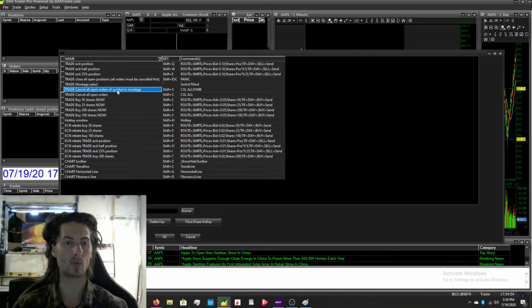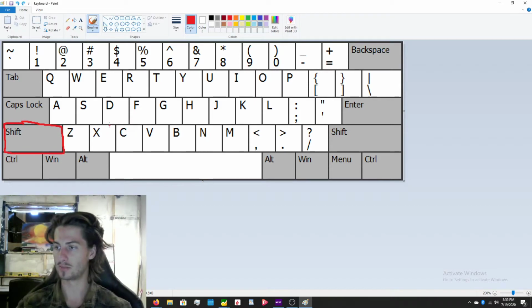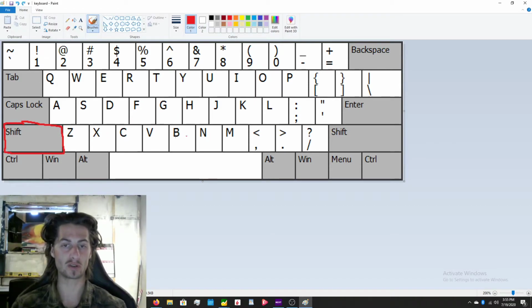Trade cancel all open orders of symbol and montage. So Shift X, this is one I use a lot. So I have two cancel order hotkeys, Shift X and Shift C. Obviously the reason those are there is because X is, you exit something, you close it, and then C is cancel. So I just kind of remember those two are for canceling stuff, that's just me. Once again, whatever letter you want to use for your cancellation, be my guest, but I just use these two.